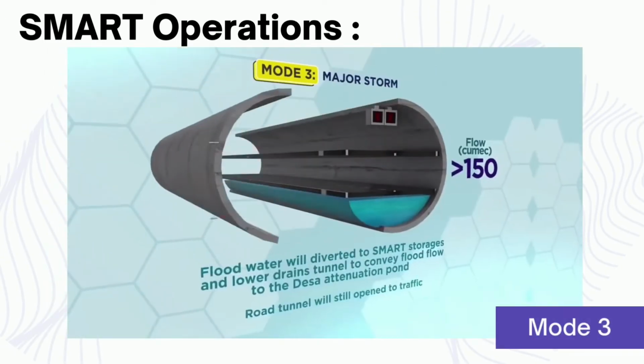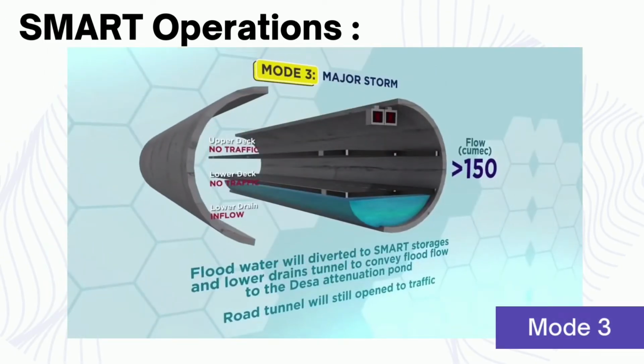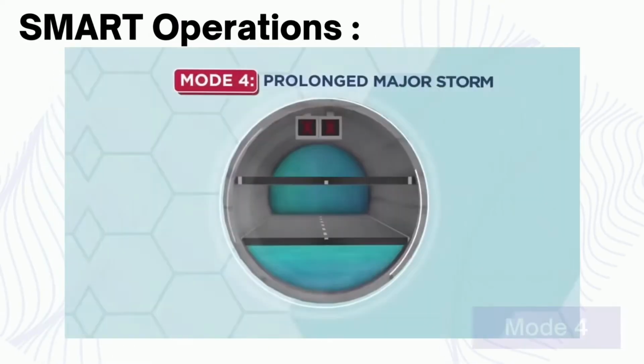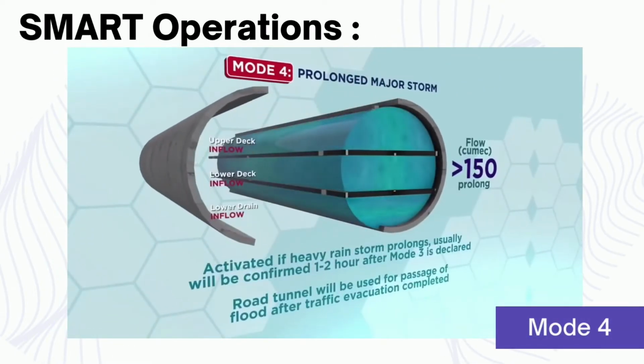The third mode is when a major storm happens and the flow rate is 150 meter cube per second or more, and the traffic will be closed for a while, within 1 to 2 hours. The fourth mode is when the heavy rainstorm prolongs. The fourth mode will be activated after 1 to 2 hours of the third mode being activated, and the traffic remains closed. It will be reopened after 4 days of the closure.